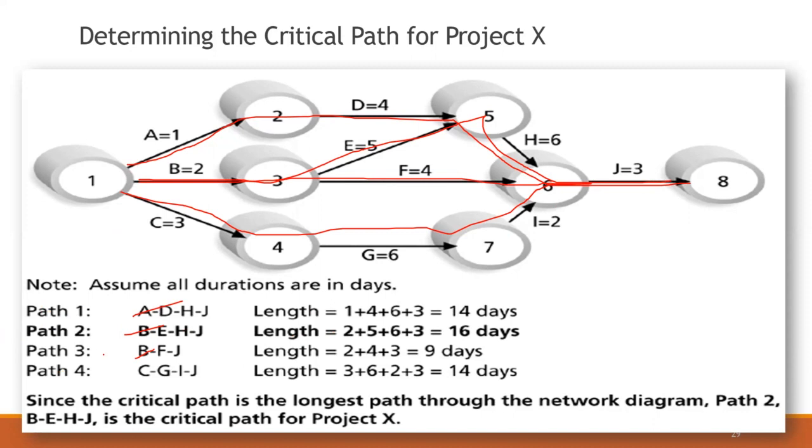The first path is 1 plus 4 plus 6 plus 3, which equals 14 days. The second one is 2 plus 5 plus 6 plus 3, that is 16 days. The third one, 2 plus 4 plus 3, equals 9 days. And the fourth one is 3 plus 6 plus 2 plus 3, that is 14 days. So which is the critical path? The longest path, that is 16. So the critical path is B, E, H, J. Okay.